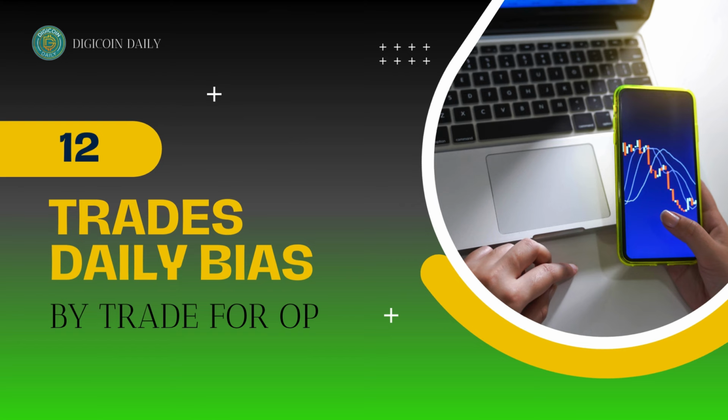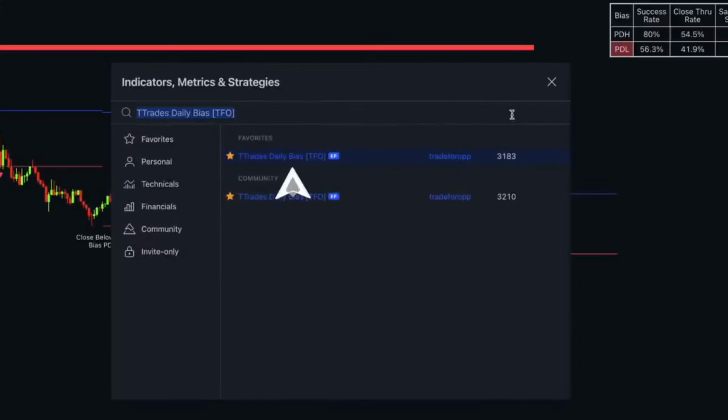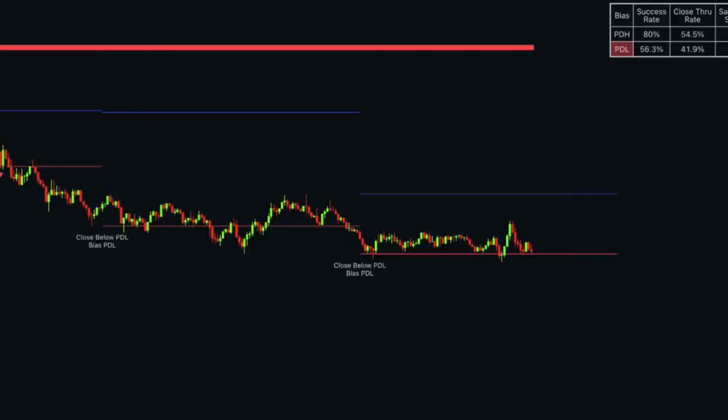Alright, let's move on to the next indicator, the Trade's Daily Bias by Trade4Op. This powerful tool aims to develop a higher time frame bias and collect data on its success rate. This indicator focuses on one specific method that uses previous highs and lows.